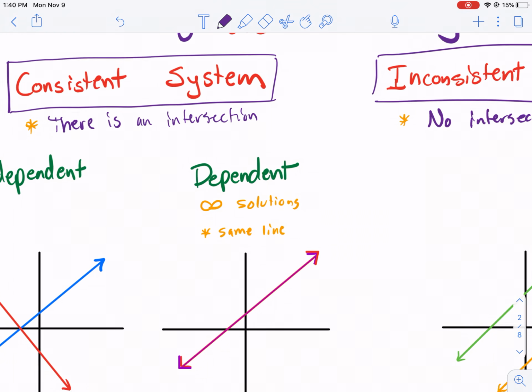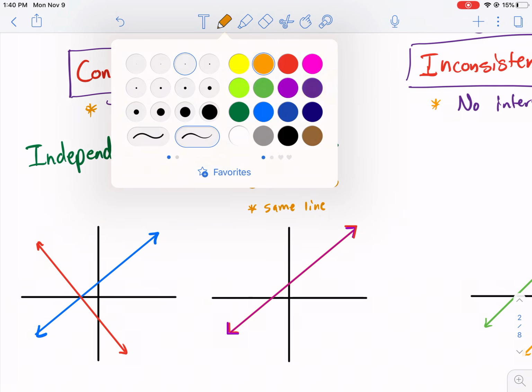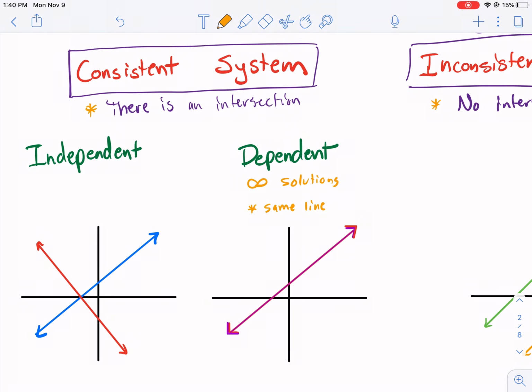There's two different types of consistent systems. There's independent. That means that there is only one solution. The two graphs cross and they only cross at one spot.